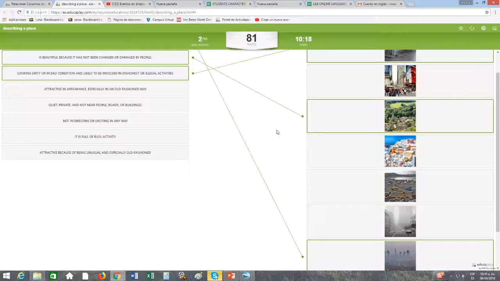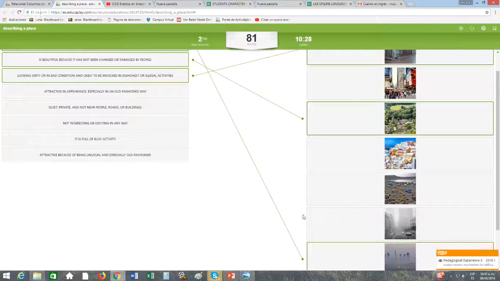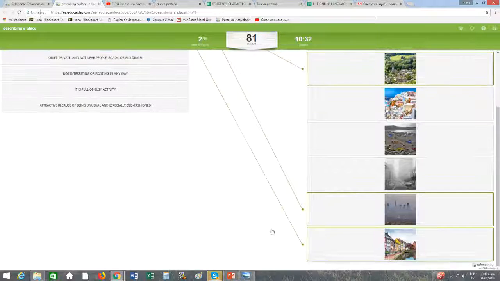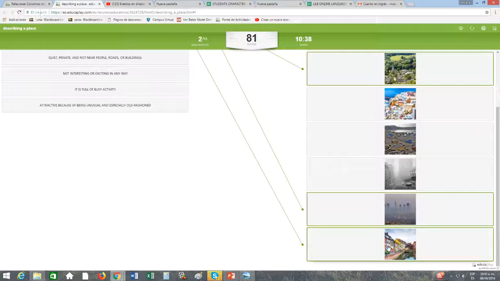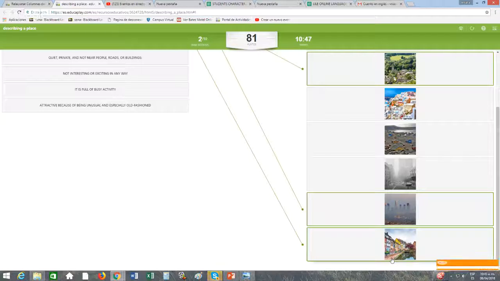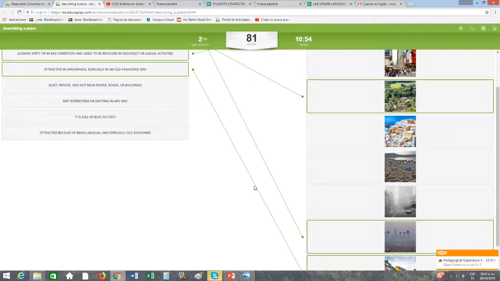Attractive in appearance, especially in an old-fashioned way. The last one? Yes, teacher. Okay, let's see. Attractive in appearance. Yes, it is. Look, every single house is similar, but they have different colors. We got a canal, which is very attractive. You have streets blocked with bricks. So it is very old, but at the same time very attractive, as you mentioned.